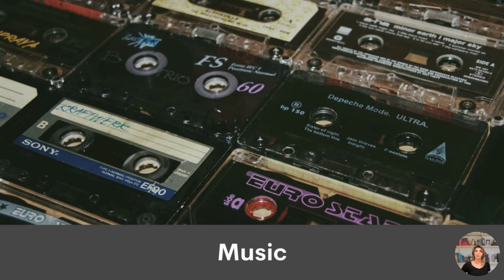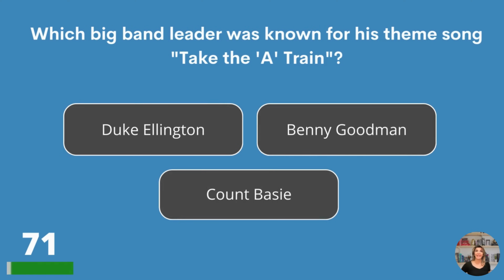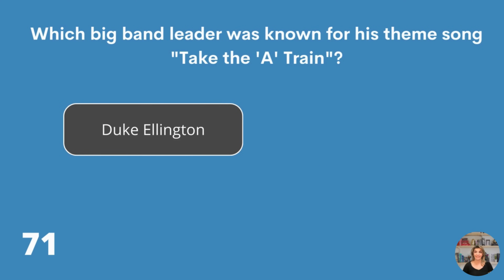Let's move on to music. Which big band leader was known for his theme song, Take the A Train? Duke Ellington, Benny Goodman, or Count Basie? Duke Ellington.